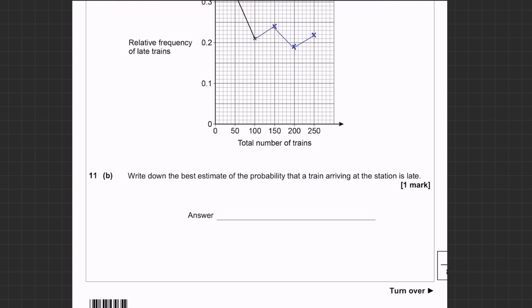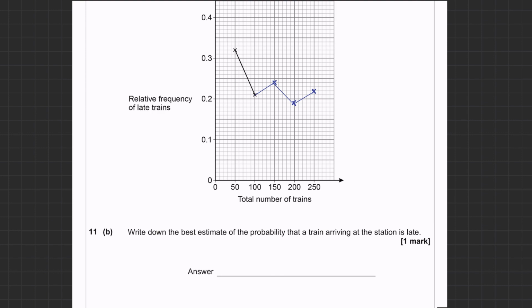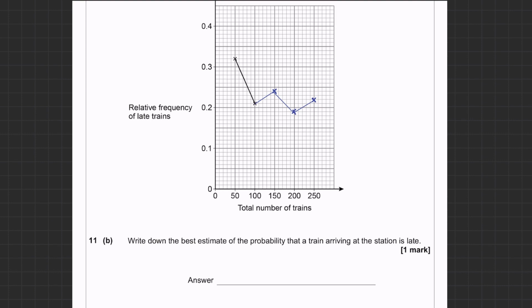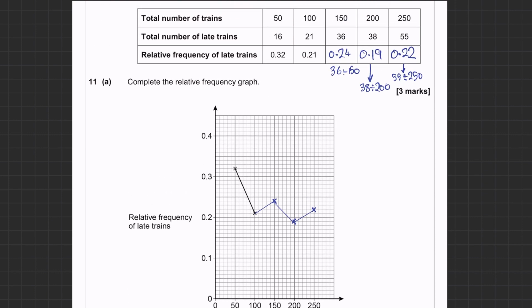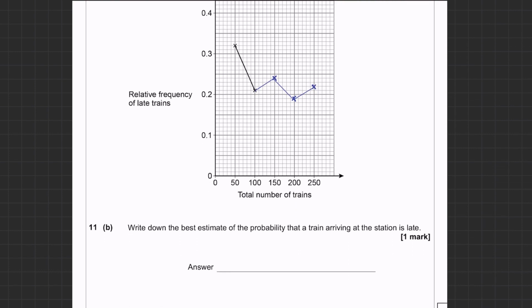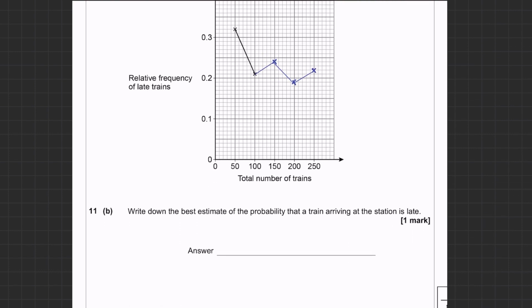So now for question B, write down the best estimate of the probability that a train arriving at the station is late. So the best estimate is going to use the biggest amount of data. Well, this 250 here, that's the total amount of trains that were observed. Out of the total 250 trains, 55 were late. So we can say the best probability we can use is 0.22, because 22% of those trains were late. So we're using the biggest amount of data, all 250 trains, rather than a smaller sample. So 0.22 is the probability.